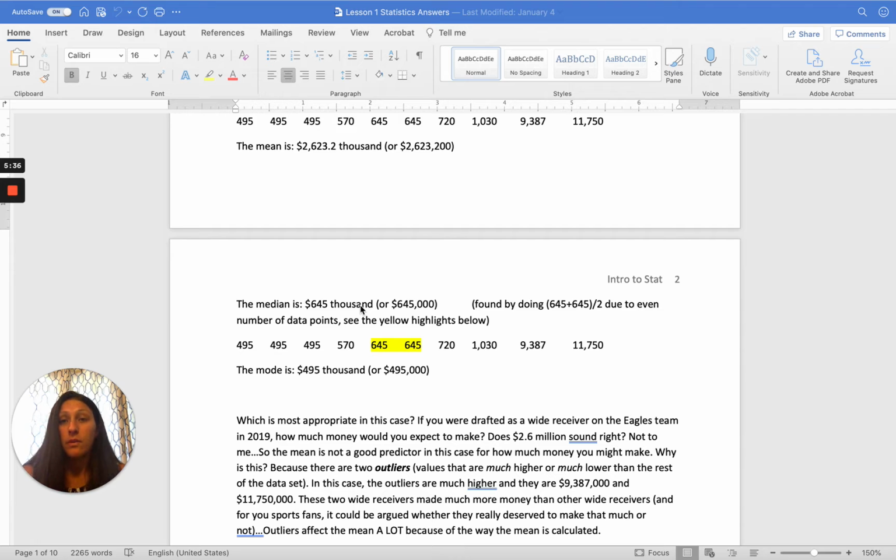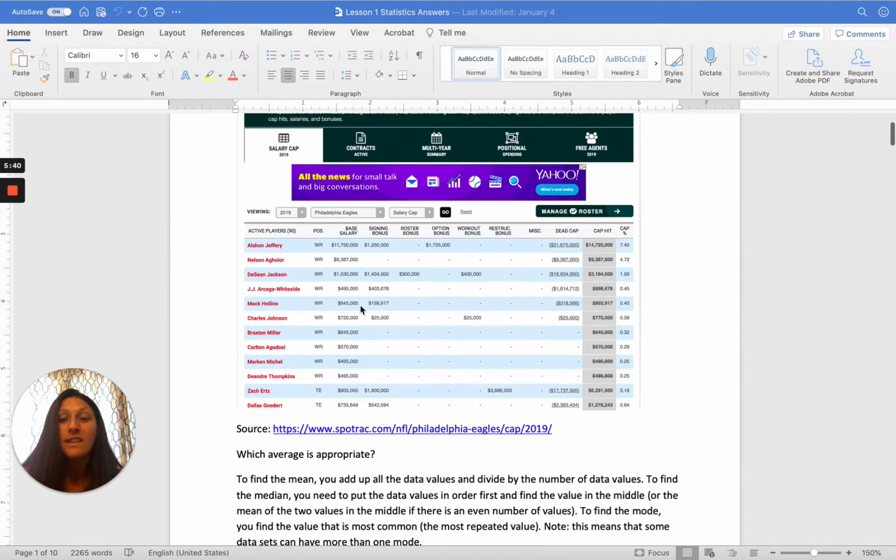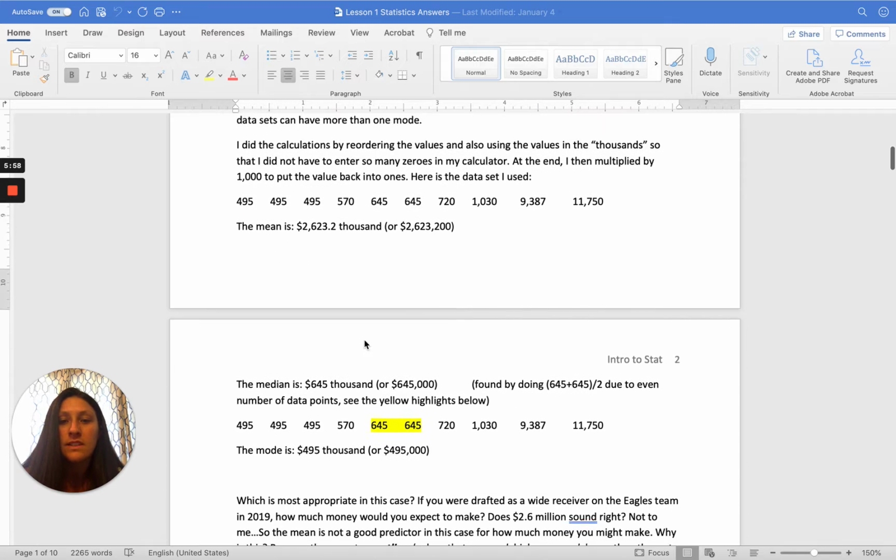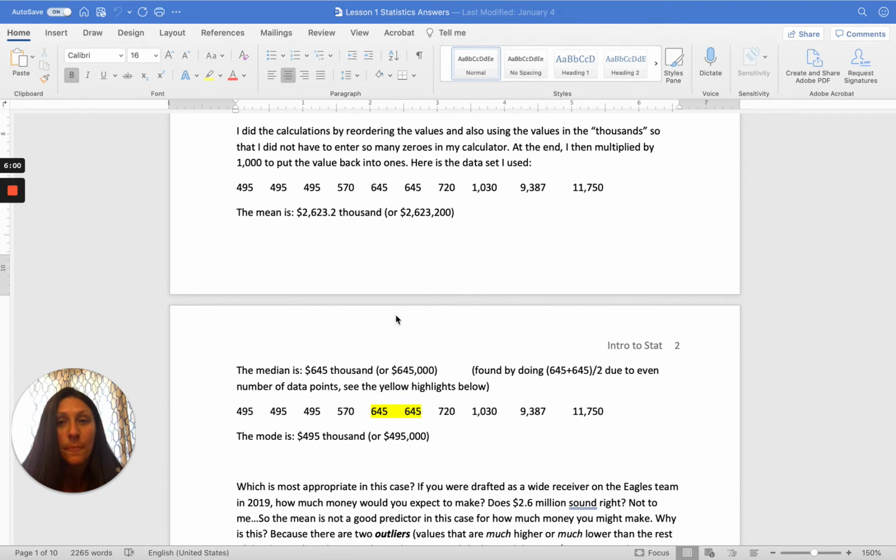Now, if I were to be drafted onto the Eagles team in 2019 as a wide receiver, it seems more likely to me, if I'm of average skill, that I will probably make close to $645,000. I'm probably not the worst player on the team, which seems to be making $495,000, but I'm nowhere near the best player, which is making almost $12 million. Right? So $645,000 sounds like a more appropriate measure for the center of the data compared to using the mean. And so that's an important concept.